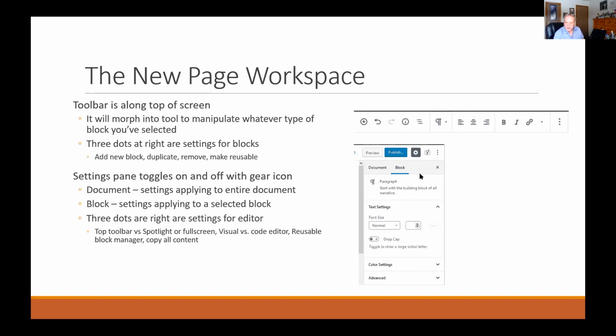Now, finally, in the upper right here, there are 3 dots for settings. So there are 2 sets of 3 dots. There are the 3 dots by the toolbar in the upper left, and then there are the 3 dots by the pane in the upper right. And these allow you to work with the settings for your document space, your workspace. Working with the top toolbar versus Spotlight or full screen mode, visual versus code editor, and other things we'll see. So let's go ahead and switch over to our WordPress block editor and see how this works.